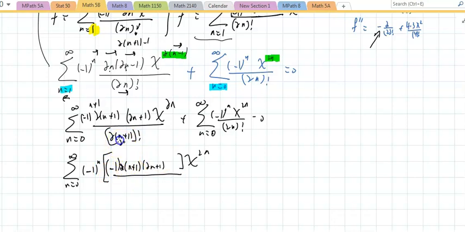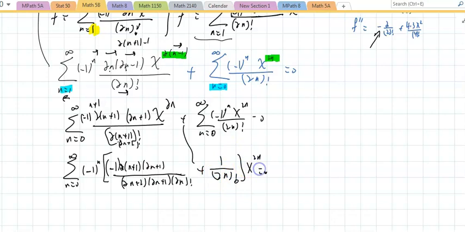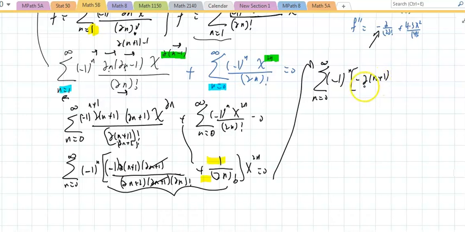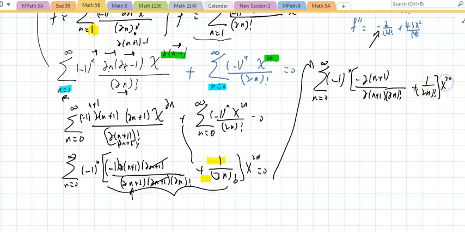Over, this is 2n plus 2 factorial. So I could say that is 2n plus 2 times 2n plus 1 times 2n factorial, plus, out of this, I'll only have 1 over 2n factorial, x to the 2n equal to 0. So my goal is to show that this is equal to 0. And if I look at that, I notice this cancels with this. And I'll say that's the series n equals 0 to infinity, negative 1 to the n, negative 2 into n plus 1 over, if I factor a 2 out of those, now this cancels with that.